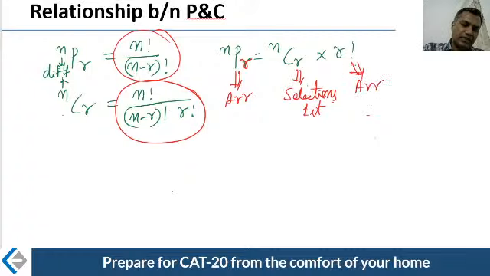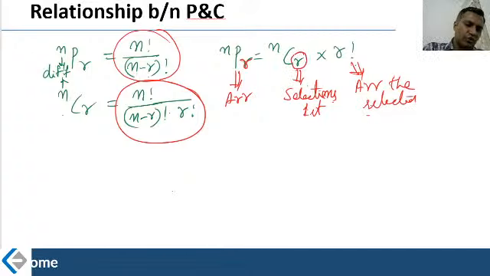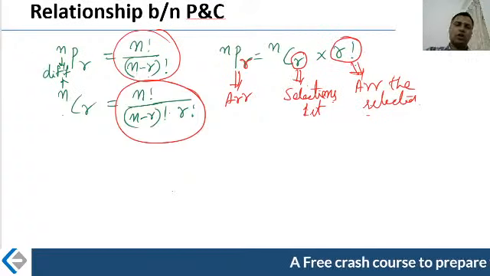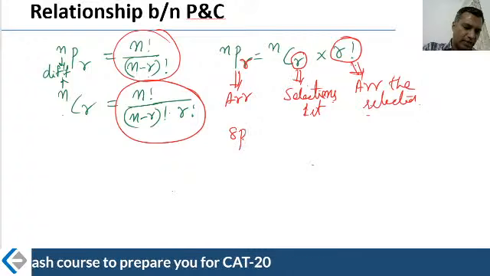Arrange the selected ones. Okay, how many did you select? R things you selected. Arrange all the R things, which means what? Okay, you went to the shop. In the shop, you found that 8 different colored bulbs are there. But you wanted only 5 of them. Therefore, what are you trying to say?